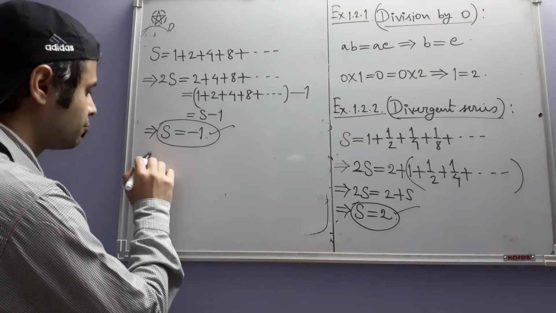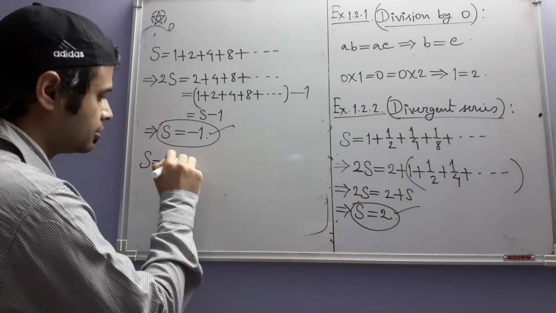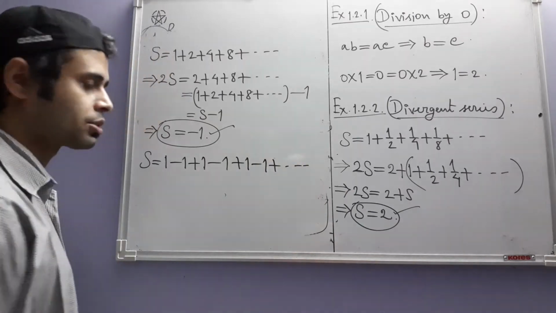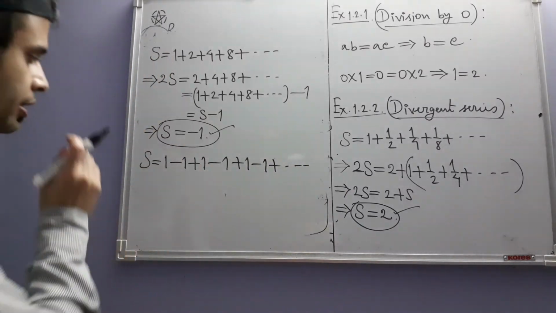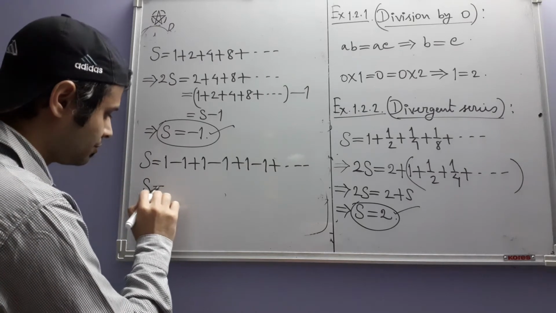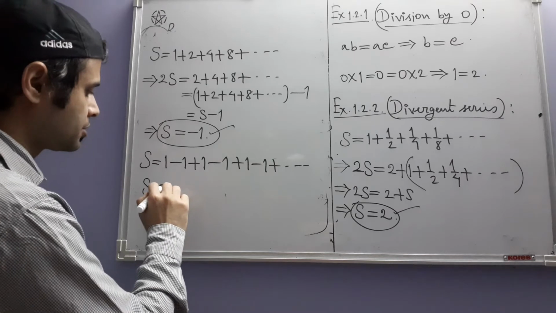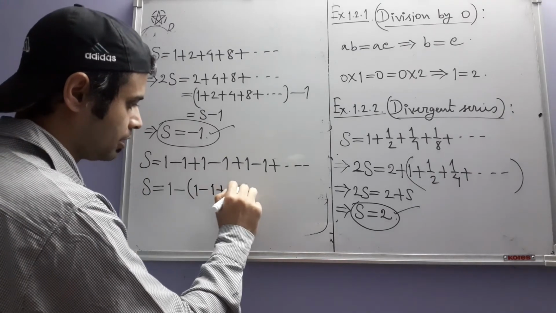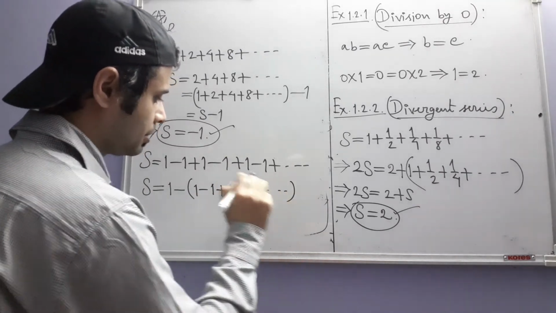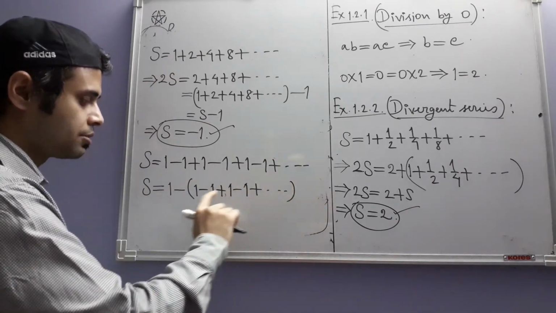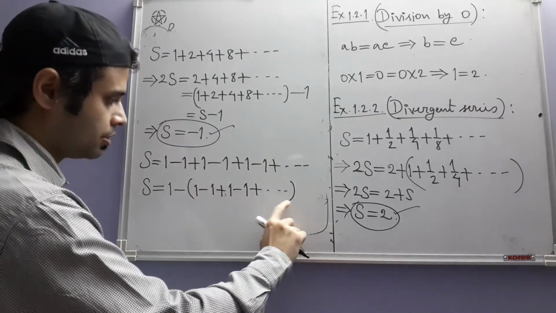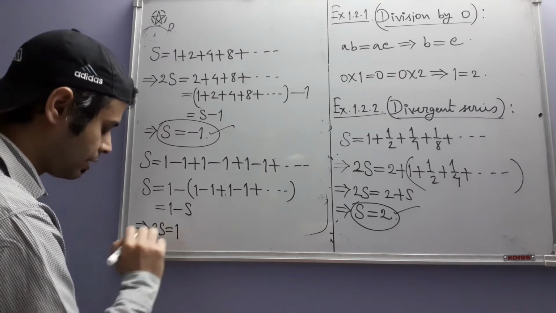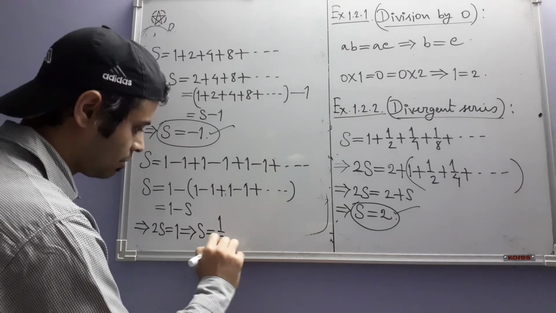Or even a more confusing series may be this alternating series, 1 minus 1 plus 1 minus 1 plus 1 minus 1 plus, etc. It goes like that. The signs alternate. Now to find the value of this sum, one may proceed like this: 1 minus 1 minus 1 plus 1 minus 1, etc. So from the second term onwards, we have taken minus 1 common. So this again is s. So this gives me 2s is equal to 1, or s is equal to 1 by 2.